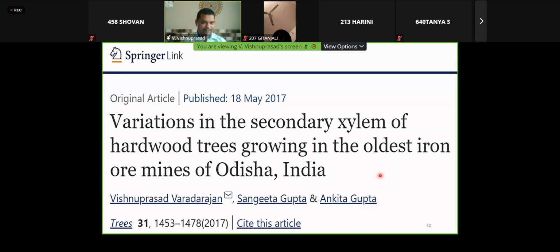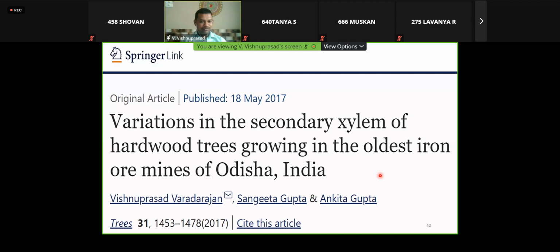There are very old iron ore mines present over there, surrounded by huge forest, where there are trees which have been growing for a lot of decades. 100-year-old trees are present, even more than that. So I selected that area. I selected the hardwood tree species. I collected the samples. How I collected them, I showed you yesterday. Then I analyzed all the wood features according to the IAWA list for hardwood, and compared them with the xylarium specimens available in our xylarium and FRI, for the same species.